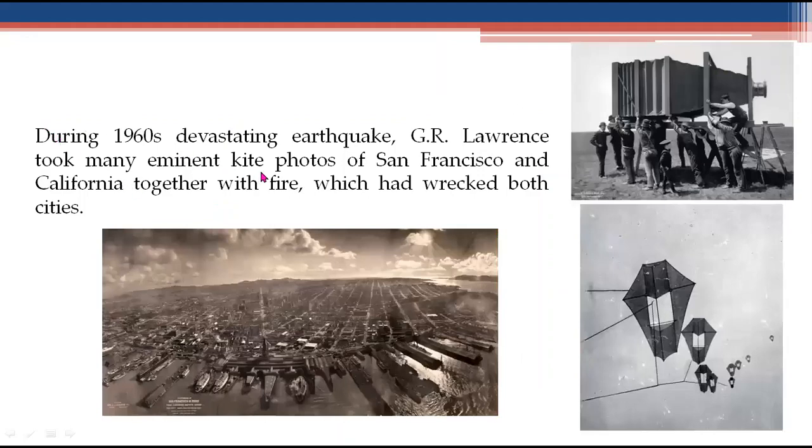During the 1960s, after a devastating earthquake, G.R. Lawrence took many eminent kite photos of San Francisco and California, together with the fire which had wrecked both cities. So in 1960, G.R. Lawrence took photos of California when we had some sort of natural disaster, a catastrophe in the form of fire.